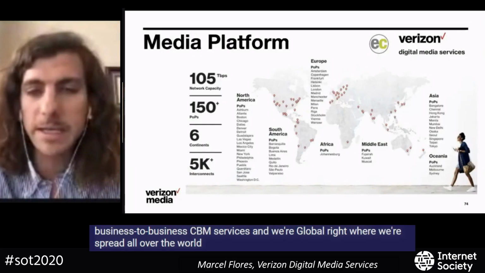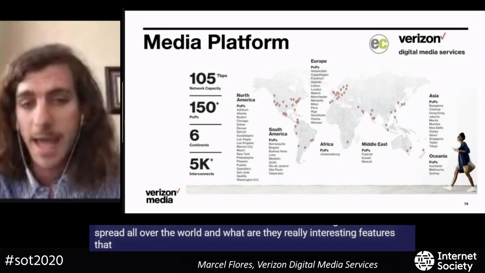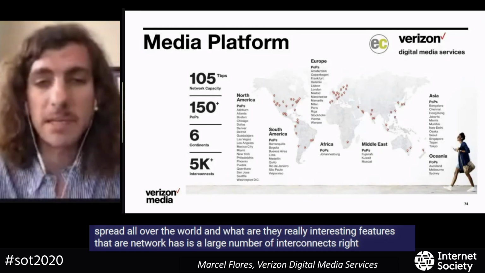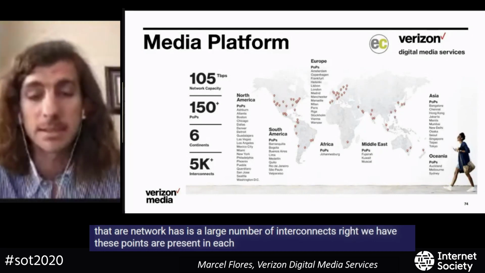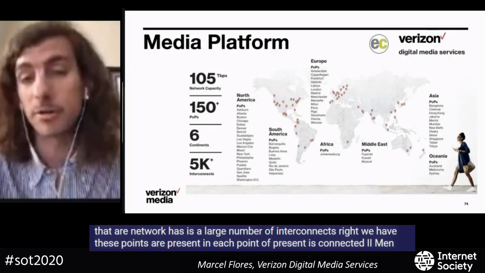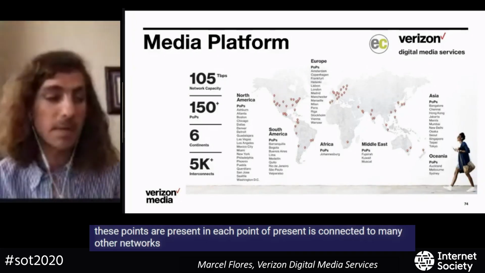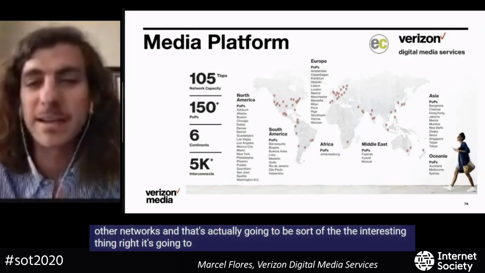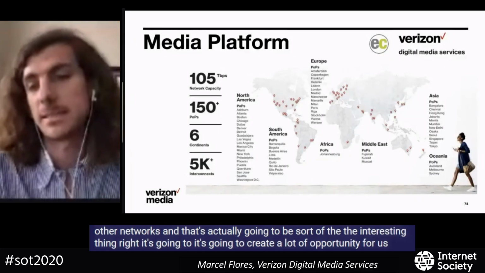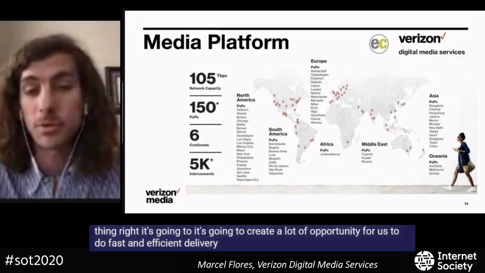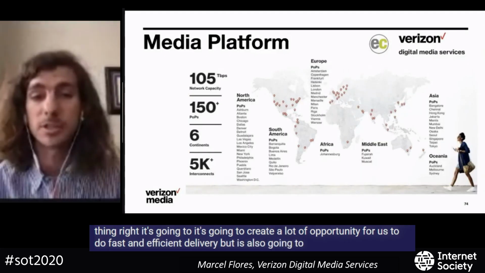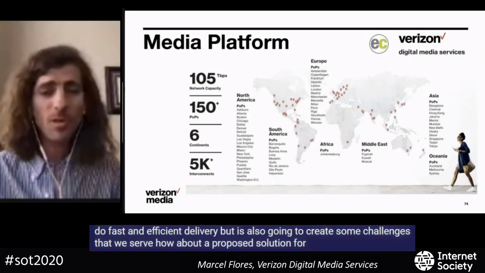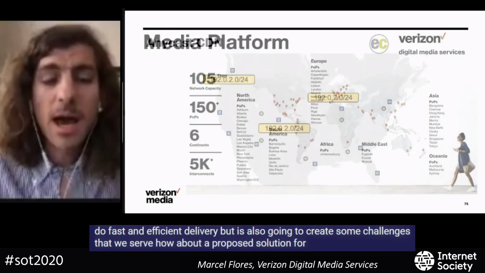One of the really interesting features that our network has is a large number of interconnects, right? We have these points of presence, and each point of presence is connected to many other networks. That's actually going to be the interesting thing. It's going to create a lot of opportunity for us to do fast and efficient delivery, but is also going to create some challenges that we have a proposed solution for. So if we hop over to the next slide.